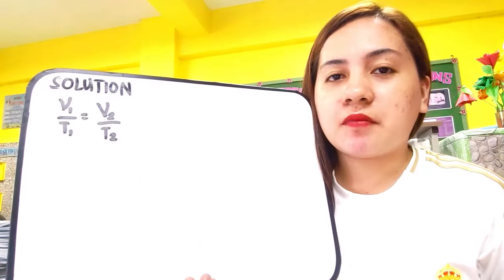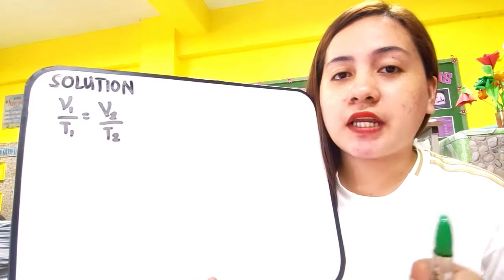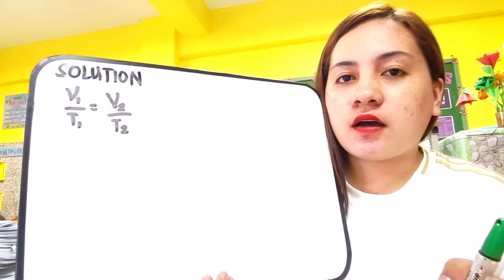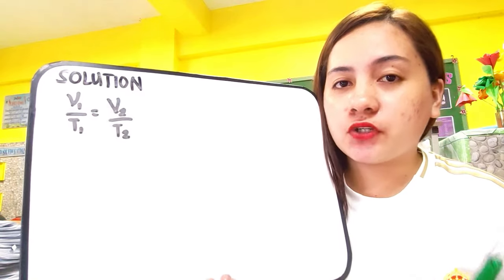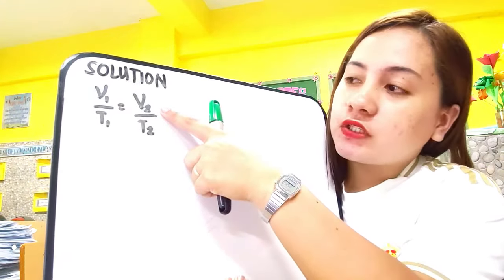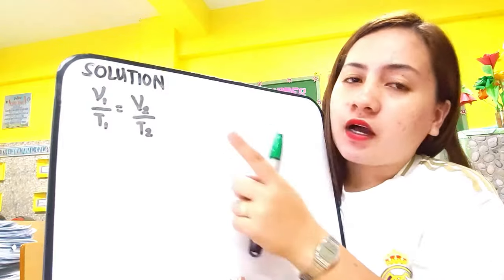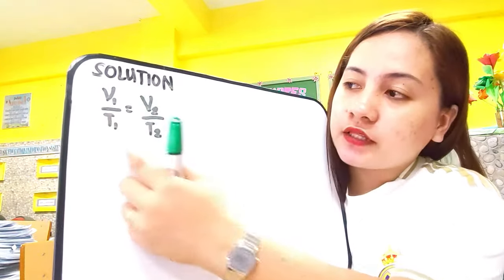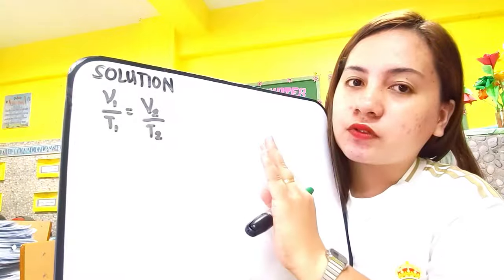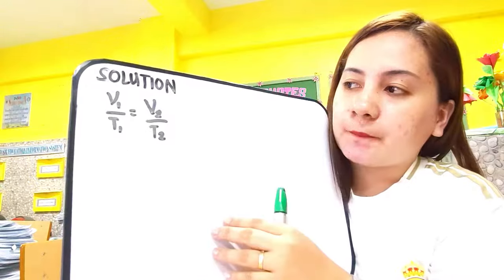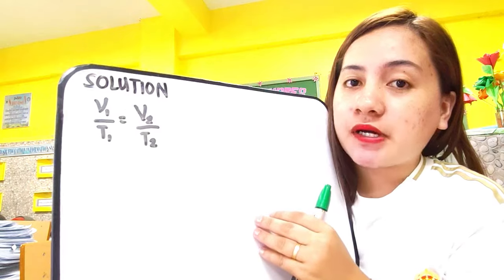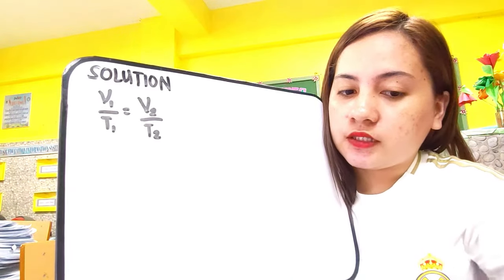Dito sa ating problem, ang hinahanap natin is the final volume of our balloon. So, since ang hinahanap is the final volume of balloon, kailangan makuha natin yung formula para kay V2 or final volume. Again, ang ating operation dito ay division. So, para mapagsolo natin siya doon sa one side at yung remaining quantities ay nasa kabilang side, kailangan natin gumamit ng multiplication para makapag-cancel tayo.